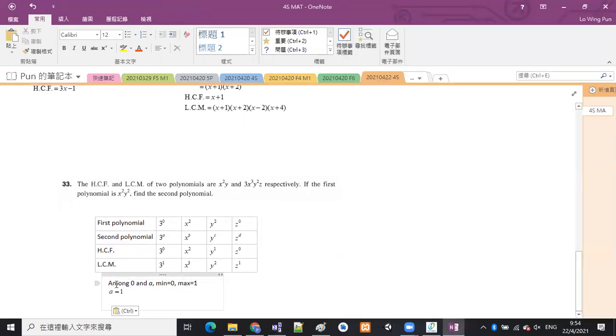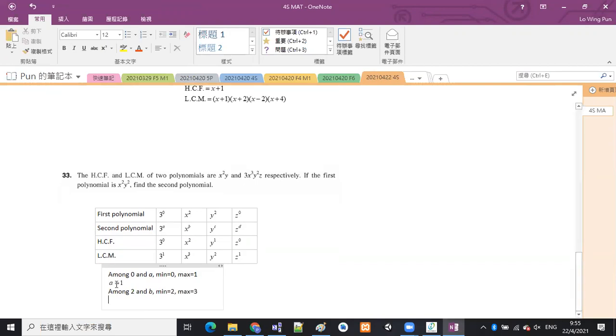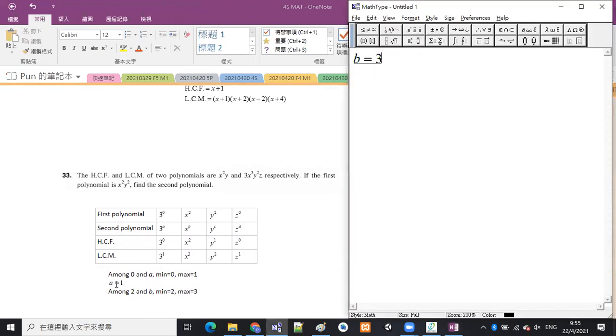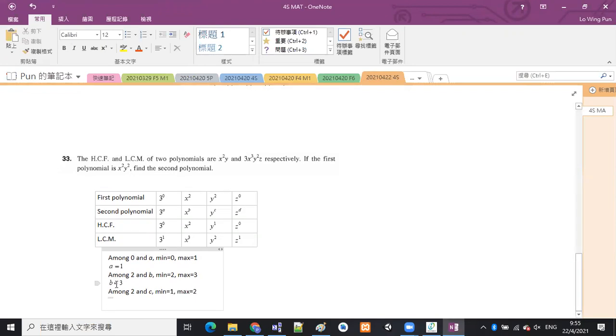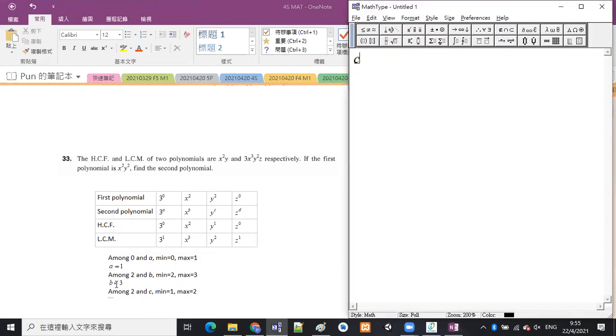Can you get this? And then for the second column, among the index 2 and B, I need the minimum to be 2 and the maximum to be 3. Now minimum is 2 and that is okay, but the maximum should be 3, which means that B should be equal to 3. And then among 2 and C, I need the minimum to be 1 and maximum to be 2. The maximum is here, but the minimum should be 1, which means that C should be equal to 1.